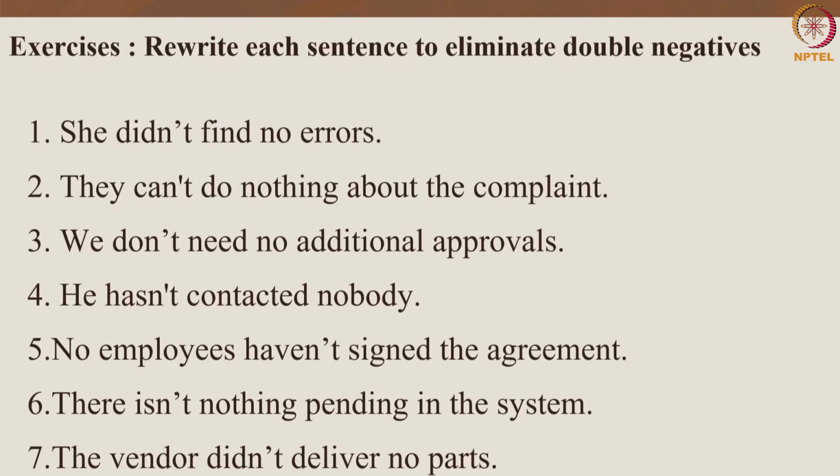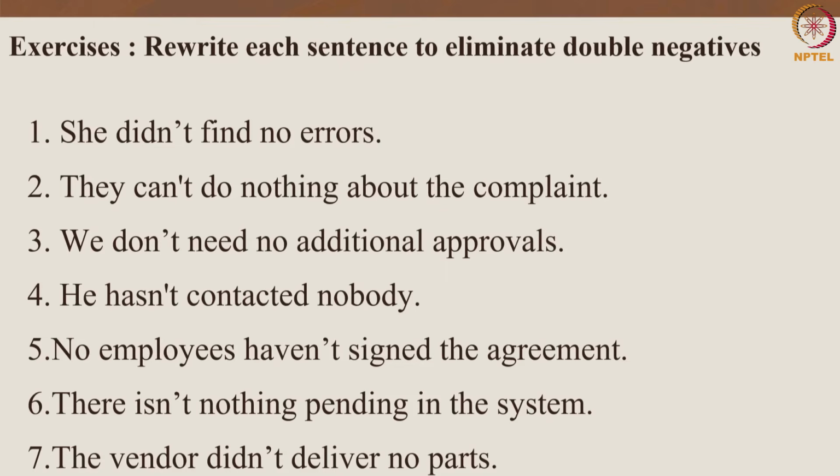Look at the slide here, and here is an exercise for you. Rewrite each sentence to eliminate double negatives. Sentence 1. She didn't find no errors. Second, they can't do nothing about the complaint. Third, we don't need no additional approvals.